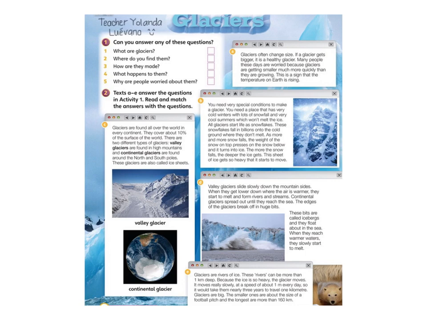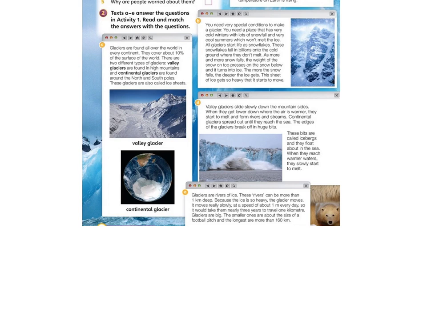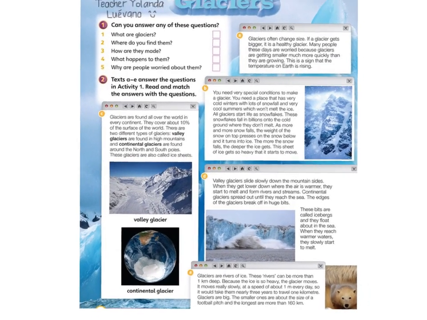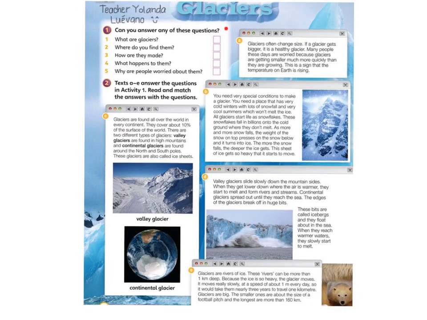Now, letter E. Glaciers are rivers of ice. These rivers can be more than 1 kilometer deep. Because the ice is so heavy, the glacier moves. It moves really slowly at a speed of about 1 meter every day. So it could take them nearly 3 years to travel 1 kilometer. Glaciers are big. The smaller ones are about the size of a football pitch, and the longest are more than 160 kilometers. So now, these parts that I've just read make the answers to these questions.